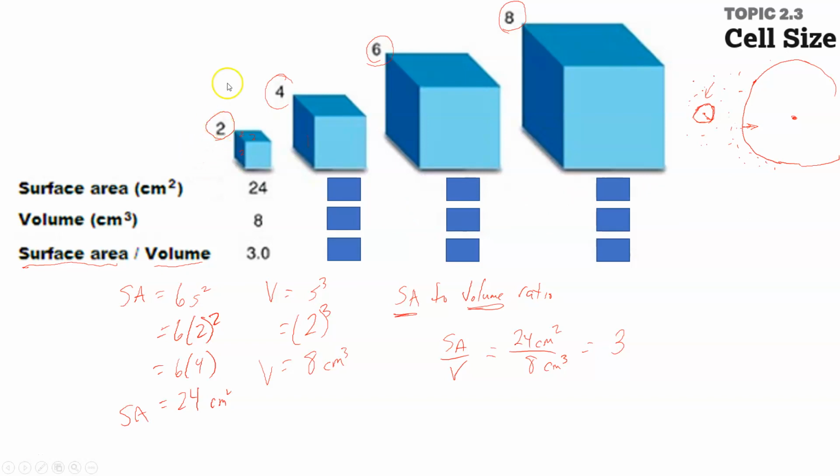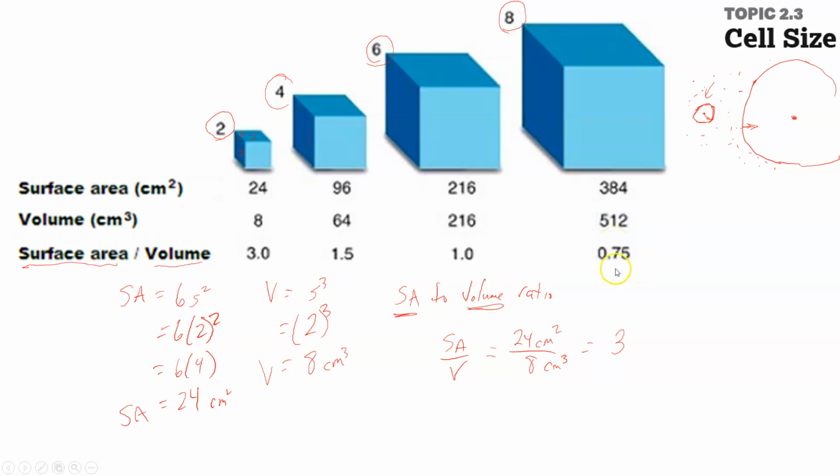Okay, if you did everything correctly, make sure to correct yourself as we go along. This 4 centimeter side cube, you should get a 96 centimeter squared surface area, a 64 centimeter cubed volume, and a surface area to volume ratio of 1.5. For the 6 centimeter sided cube, you should get 216 centimeter squared surface area, 216 centimeters cubed for the volume, and a surface area to volume ratio of 1. Okay, let's do 8. You should have got 384 centimeters squared surface area, 512 centimeters cubed volume, and you should have got 0.75 as your surface area to volume ratio.